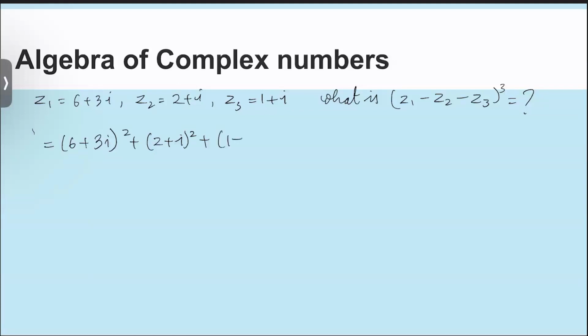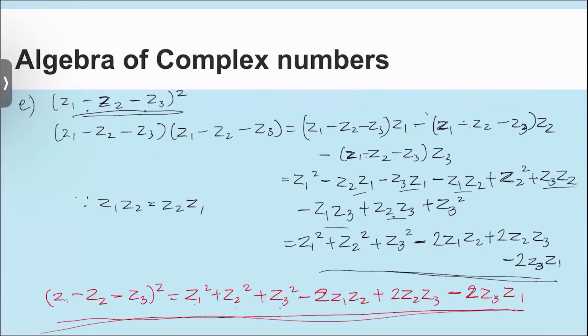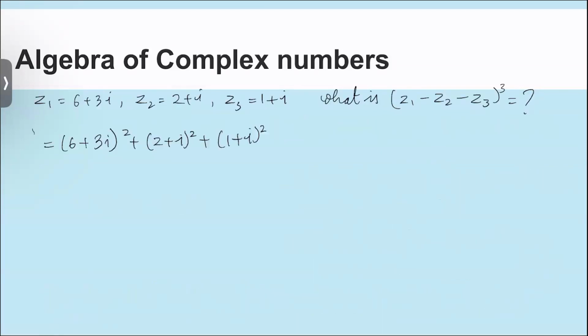So you have z3 square. Then if you remember, you have minus 2 z1 z2. So minus 2 times 6 plus 3i and z2 plus I.